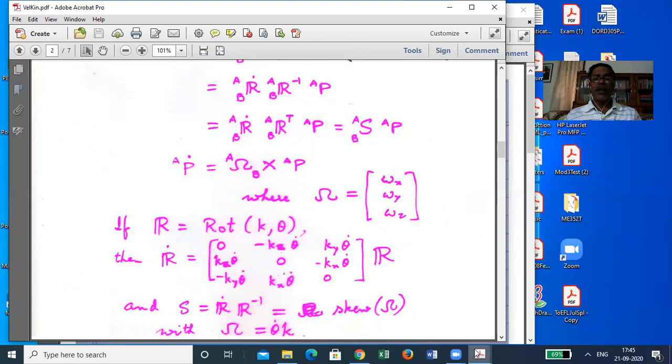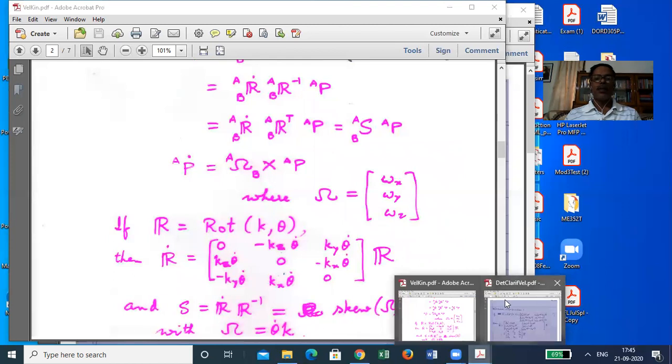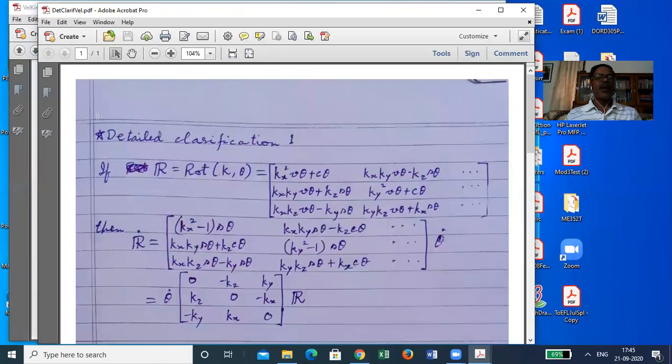And for that, I will use this. So if R has got this representation, if this is how we are representing the rotation or orientation, then you differentiate it. So differentiation means what? Derivative of each and every term with respect to theta into theta dot. So that theta dot I have kept outside. So V theta is verse theta, that is 1 minus cos theta. Its derivative will be plus sine theta.